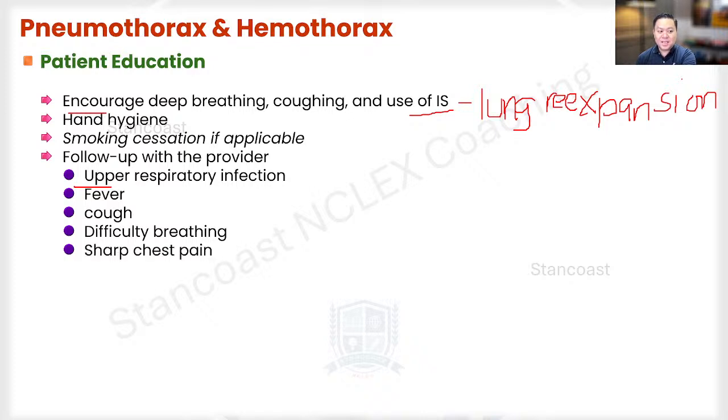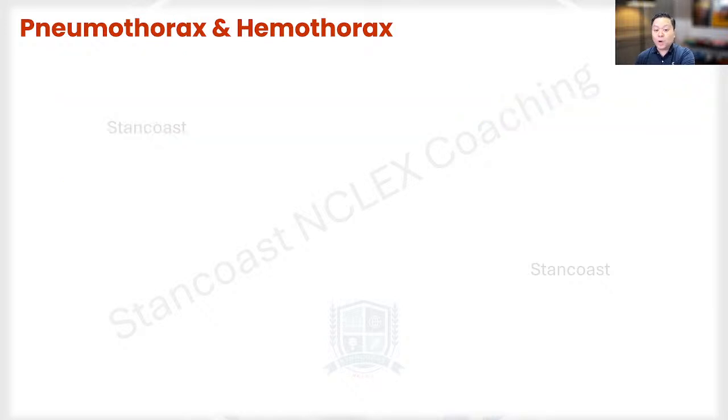Okay. Now another is the sharp chest pain. I think we already said that one. Now, what are we going to do next, especially when the patient is progressing? I'm talking about when the patient's chest tube has worked well for them. So now we're going to get ready for a chest tube removal. So I want you to prepare yourself as well. So what are we going to do?